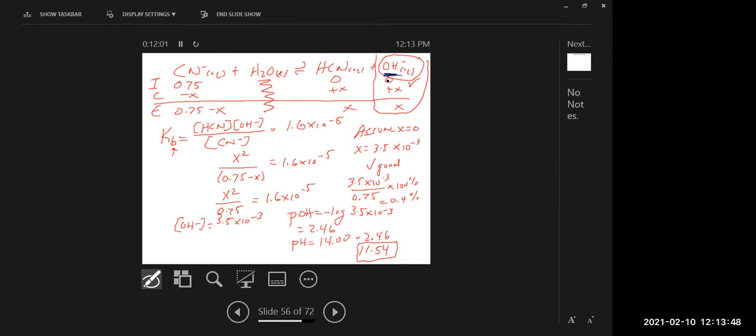So this, Professor, yeah, go ahead. I got a similar pH, but the part where you're looking for the concentration of OH, when I plug into my calculator, I'm getting something different.